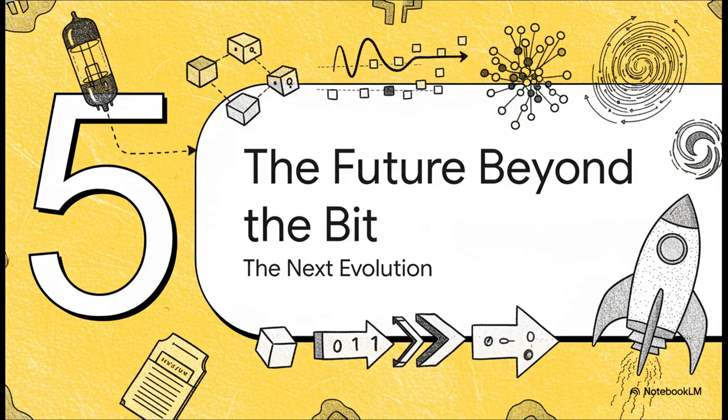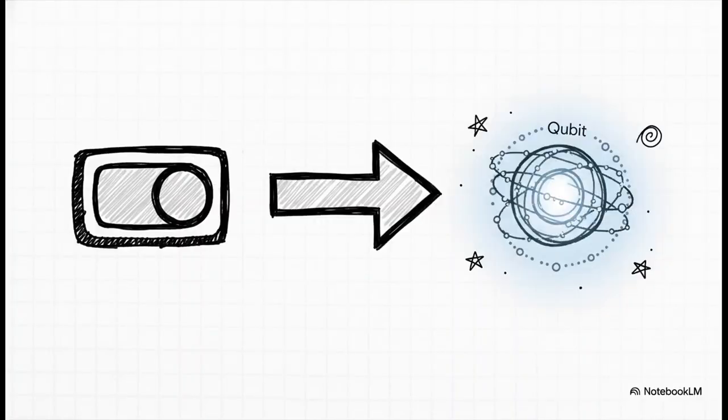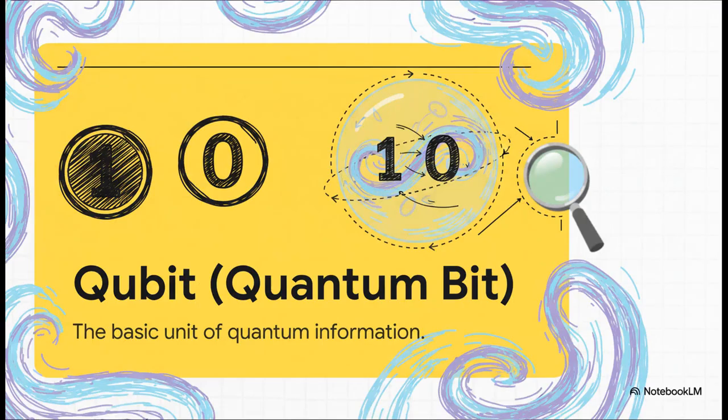For over 70 years, the bit has been the undisputed king of information. But technology, as you know, never stands still. We've seen where the bit came from and how it works. But what's the next step? What comes after the bit? Well, the heir to the throne is something called the qubit, short for quantum bit. It's the building block for a whole new kind of computing called quantum computing, and this is a genuine game changer.